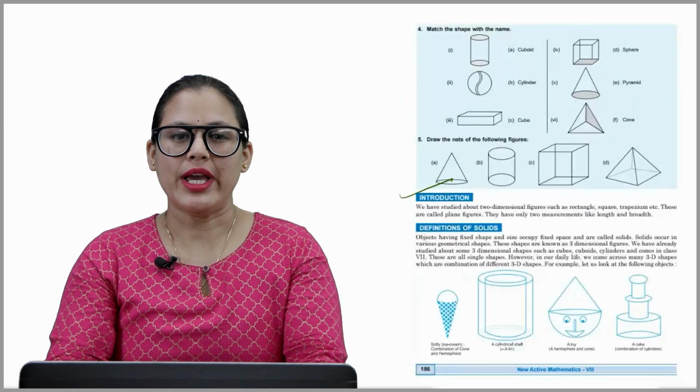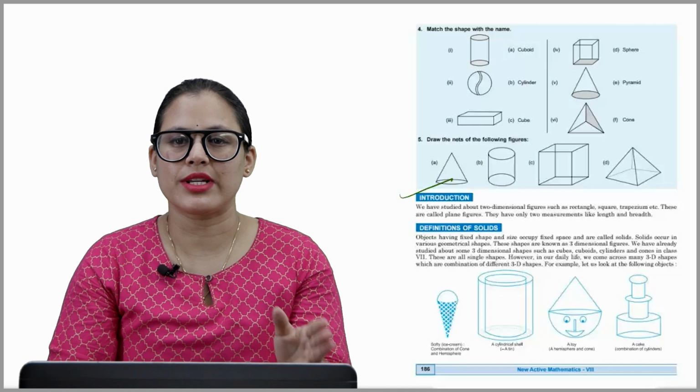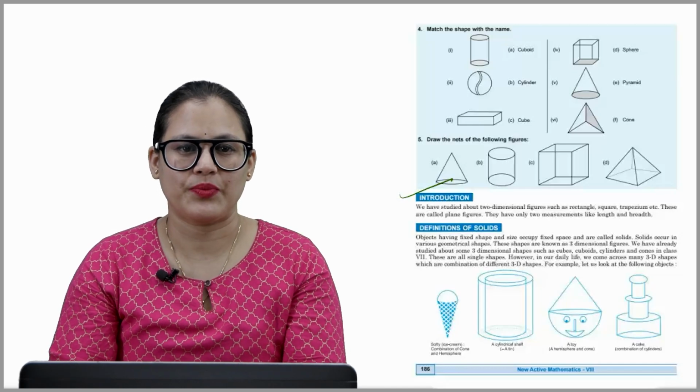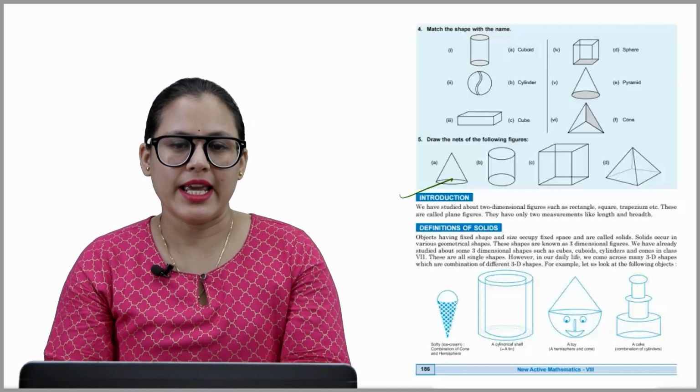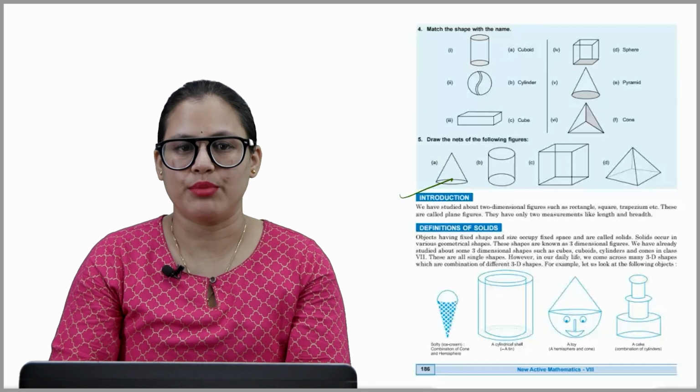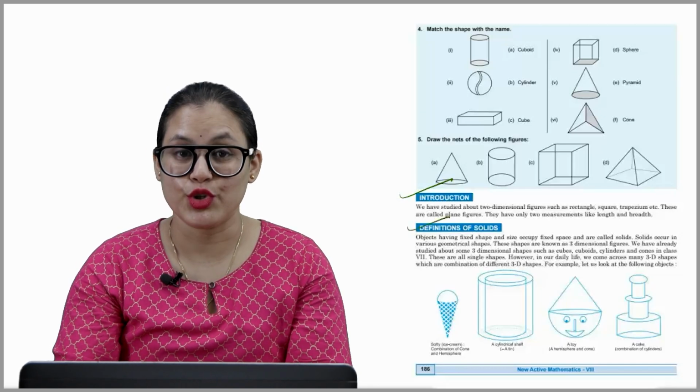Introduction. We have studied about two-dimensional figures such as rectangle, square, trapezium, etc. These are called plane figures. They have only two measurements like length and breadth, which you already know.